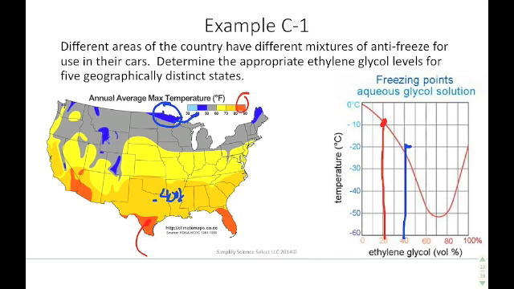The average temperature is 40 to 50 degrees Fahrenheit, which means that it can get very, very cold during the winter. So at that point, you might want to start to look at something like this as far as 65, 70% ethylene glycol, which means it would make it much less likely for a car's engine to freeze because you've decreased the temperature to negative 50 degrees Celsius.